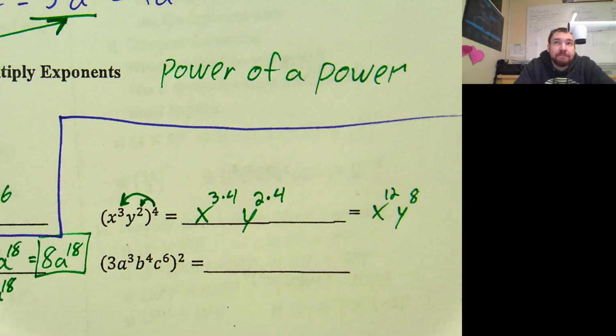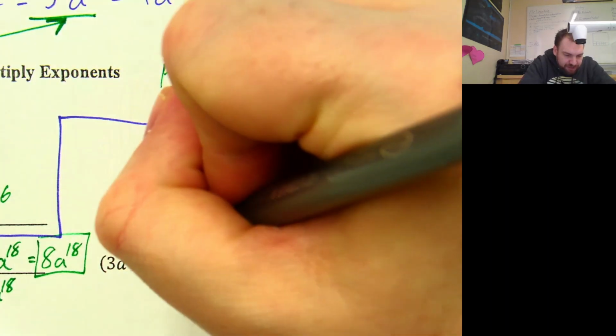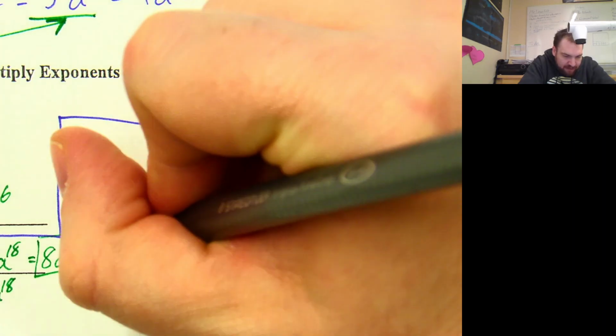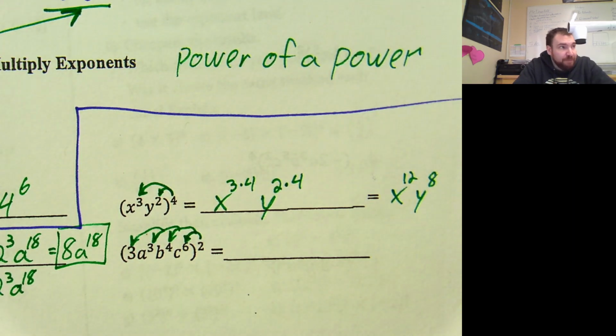Okay, and then the last one, I've got 3a cubed, b to the 4, c to the 6, all squared. What do I do? I'm going to distribute that 2, and you've got to distribute it everywhere. So it's going to get distributed onto that, that, and that. Every piece multiplied together needs to have that exponent applied to it.